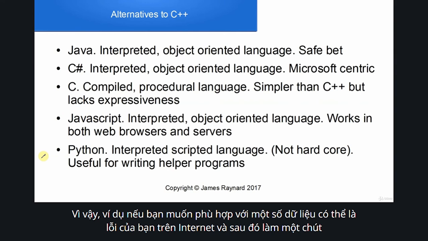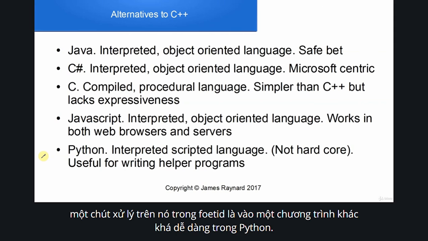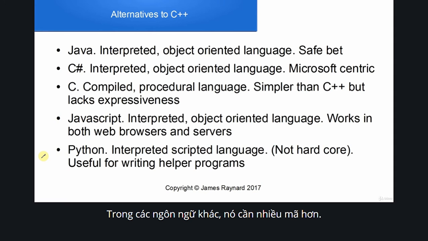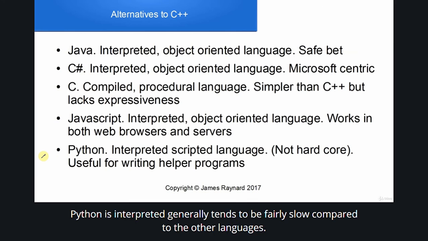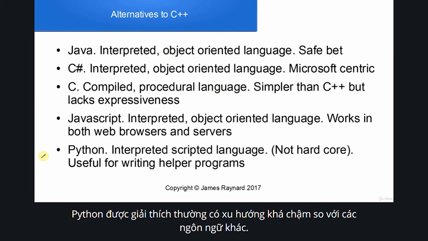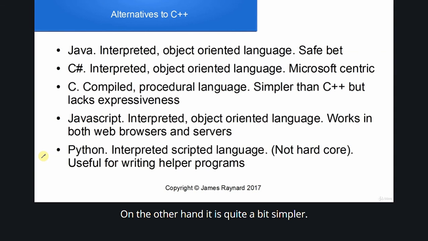So for example, if you want to fetch some data, maybe a file from the internet, and then do a little bit of processing on it and feed it into another program, that would be quite easy to do in Python. In the other languages it would take a lot more code. Python is interpreted. Generally it tends to be fairly slow compared to the other languages, but on the other hand it is quite a bit simpler.